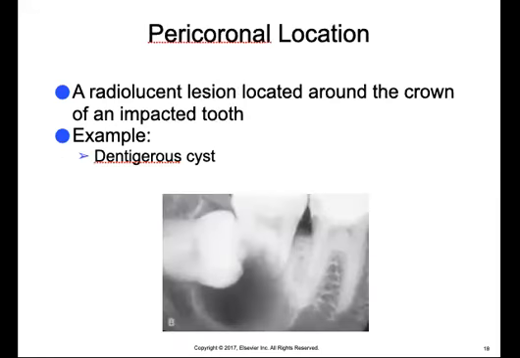A pericoronal location refers to the area around the crown of an impacted tooth. You can see here that number 32 is an impacted tooth. And this lesion, we call it a dentigerous cyst. This is a lesion that's forming around that pericoronal area. And pericoronal comes from the Greek word peri, which means around, and corona, which is Latin for crown.